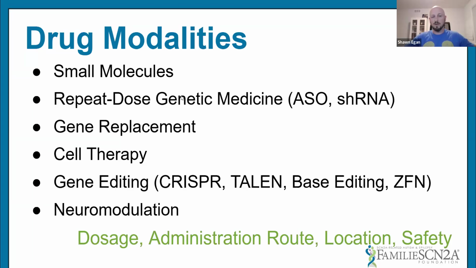But when we start to get into different genetic medicines, the washout period can be much longer or even indefinite. And those are important considerations for us as we're making these clinical trial decisions. For repeat dose genetic medicines such as ASOs, the washout period can be months. For shRNAs, it can be half of a year. For gene replacement, gene therapy, and gene editing, it could be permanent. So there may not be a washout period.